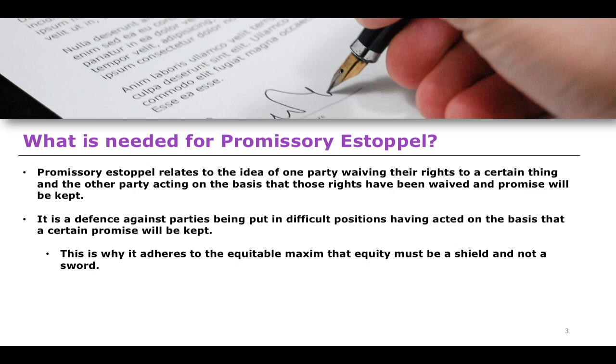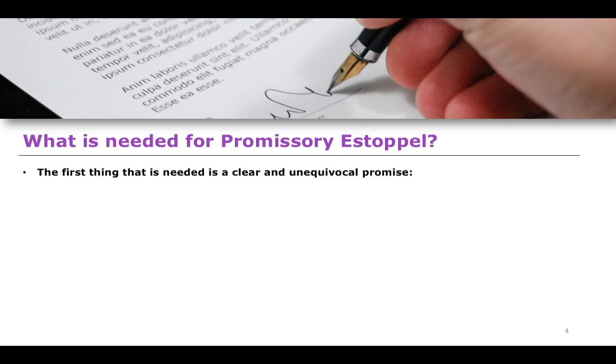Now, the doctrine of promissory estoppel can only ever be a defence to this kind of action. The reason why is because equity must be a shield and not a sword, one of the most important equitable maxims here. Equity steps in to protect those who may have been treated inequitably, fundamentally. It is not used and wielded as a sword to essentially attack parties with. That's how equity works. So, what are the things that are required for promissory estoppel to be applied? Well, the first thing that is needed is a clear and unequivocal promise.